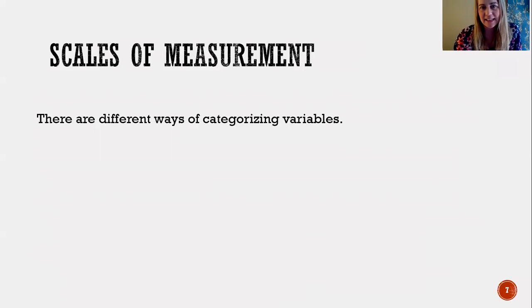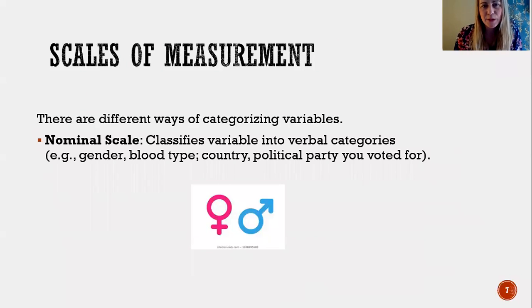There's 4 different scales of measurement. At the most basic, we have the nominal scale. This basically categorizes the variables into different categories. It gives a verbal label to them. So for example, the classic way of defining gender bins people into male or female. You can categorize people based on the country they live in, the political party they voted for, the color of their hair, the color of their eyes, etc.